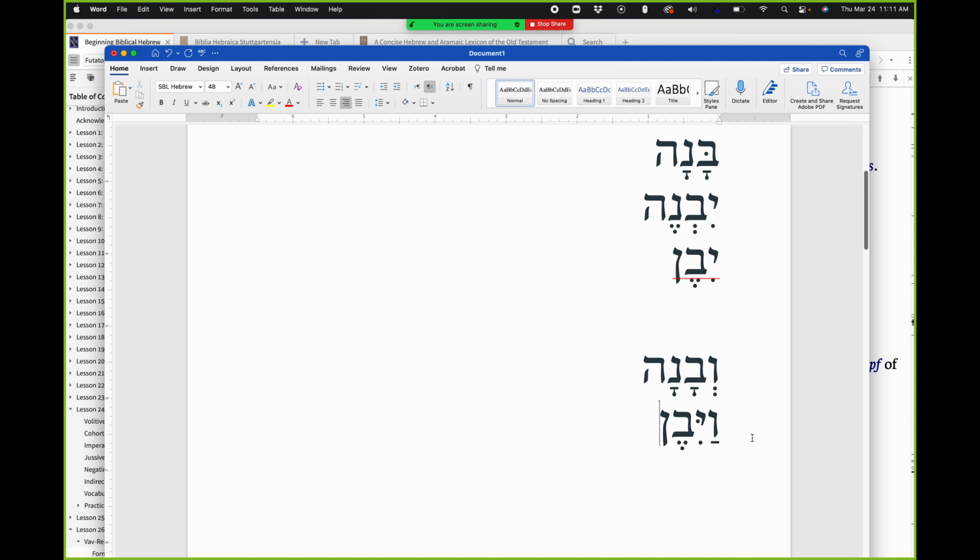The difference here, and again, this is the simplest way to conceive of it at this point. You will learn that it's a little bit more complicated than this in second year, but the easiest way to understand what's happening here is to just say that this Vav-Relative inverts the time of the verb. So whereas bana would usually be translated as he built, instead of past, we're going to translate it future. Vevana is going to be he will build. Yivneh would usually be translated as he will build. So vayivan is going to be translated, we're going from future back to past.